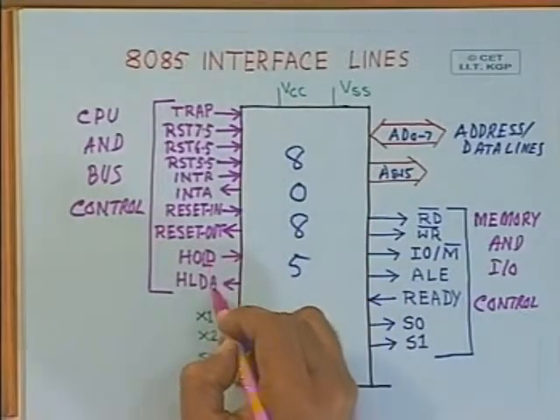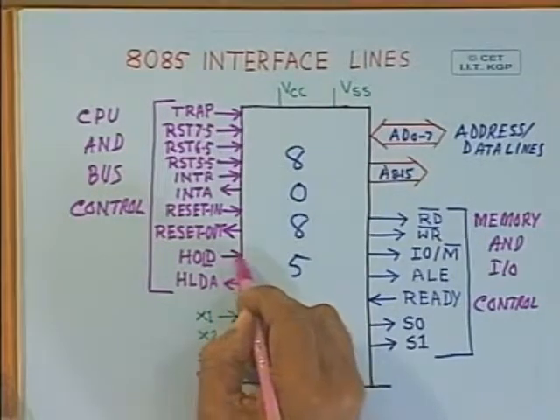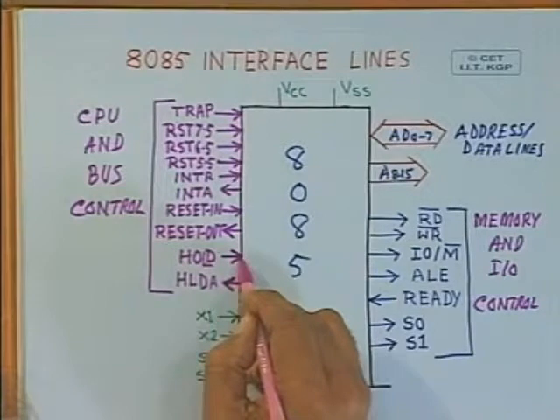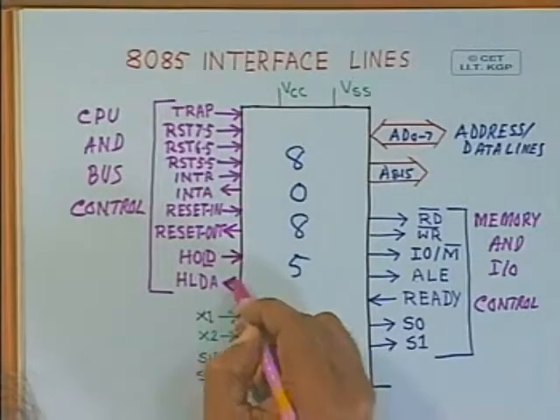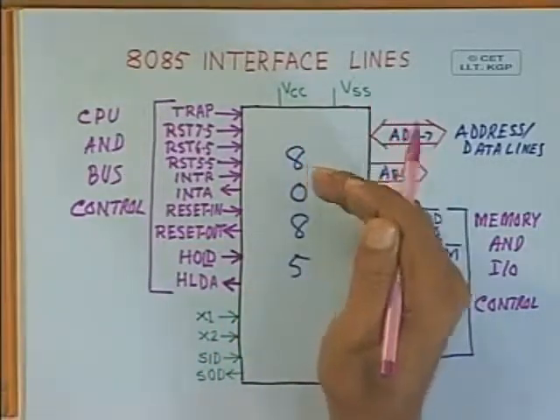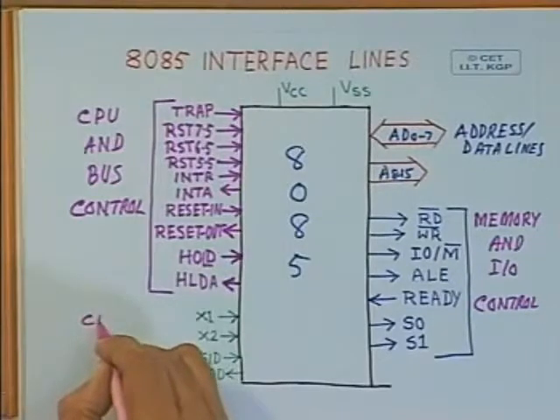This hold and hold acknowledge, these are those bus control lines. Essentially, this is the DMA request, and this is the DMA grant, direct memory access request line, and this is the direct memory access grant line. Later on, when we shall discuss the DMA mode of data transfer, we shall see how these lines are used for that purpose. And these are the crystal inputs.